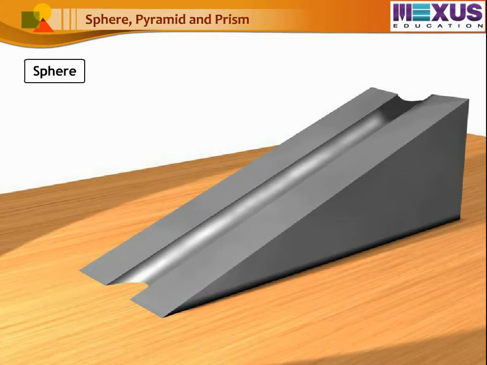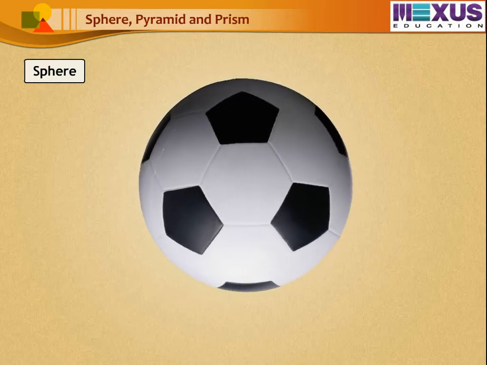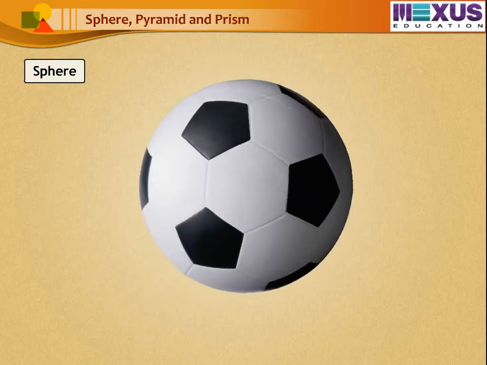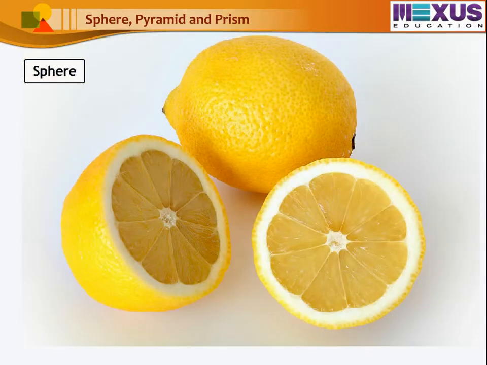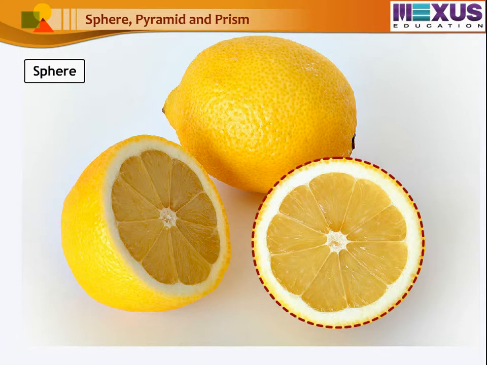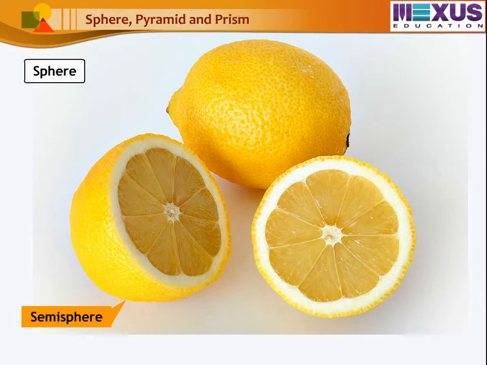Can you now tell me some objects in sphere shape? Do you think ball is in sphere shape? Yes, ball is in sphere shape as it rolls freely on all the sides. Similarly, lemon is in sphere shape. Have you noticed the horizontally cut lemon? Such shape is called semi-sphere.